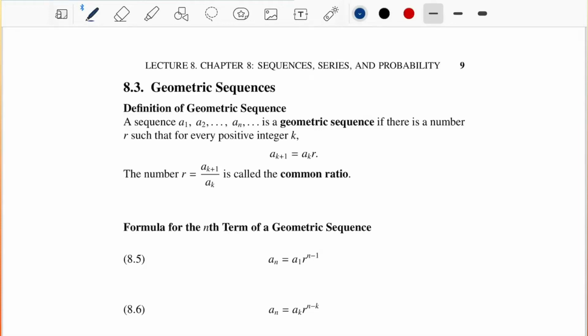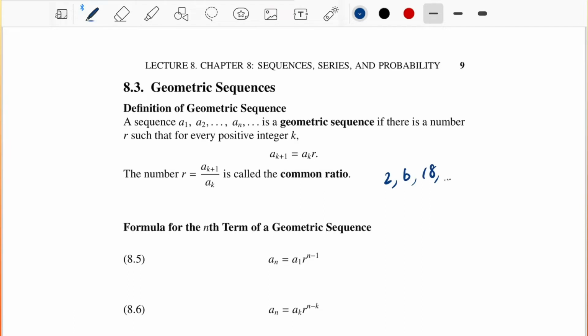Hi, this is section 8.3 on geometric sequences. So the definition of a geometric sequence is when you have a common ratio. A common ratio, r, is a number that you multiply to get the next term. So for example, let's say you had 2, 6, 18, etc.